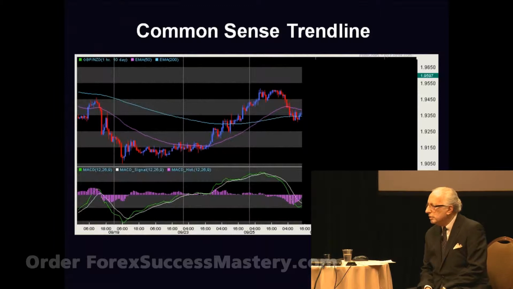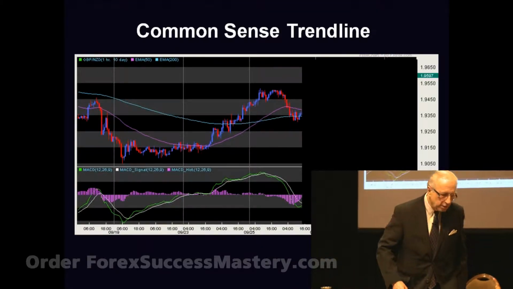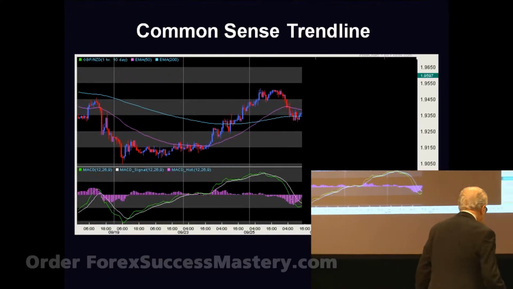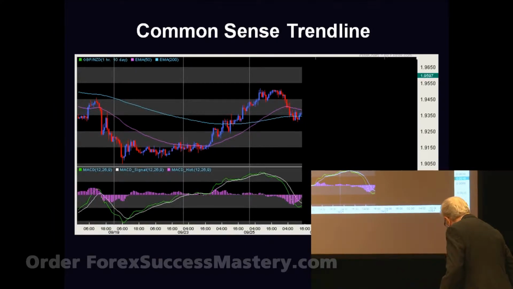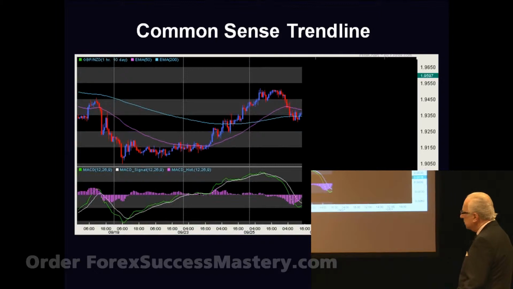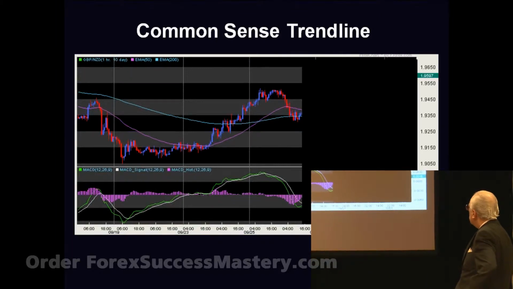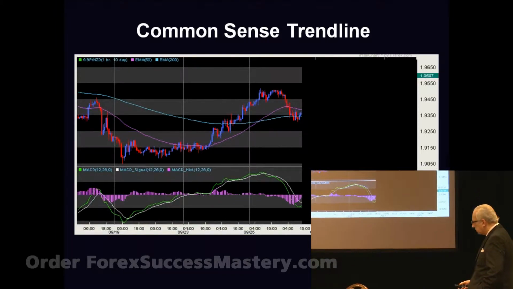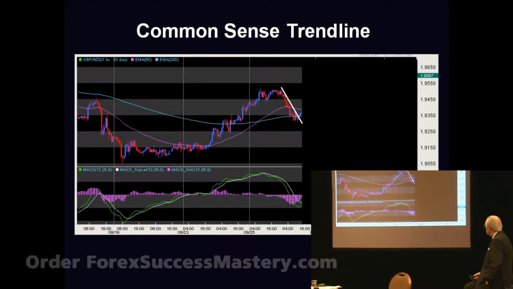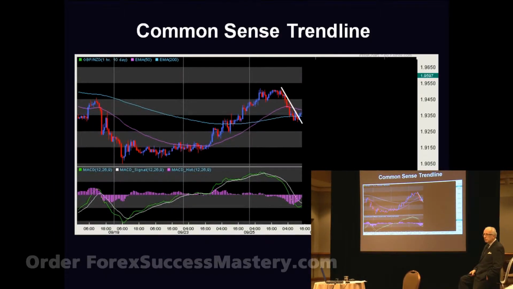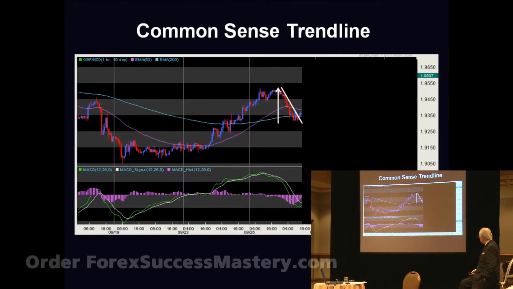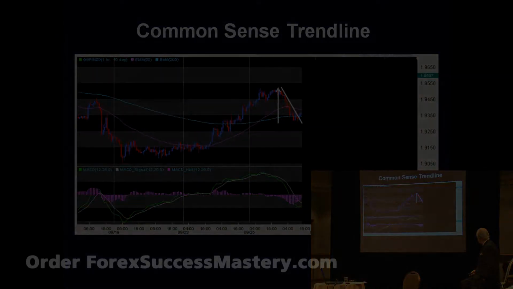Now I'm going to talk about common sense trend lines. There's nothing wrong with common sense. Up until now, I've been talking about Tom DeMark trend lines. This is going to be a common sense trend line. You simply draw a line over the upper reaches of price action in this case. Measure the distance from the lowest point below the trend line.